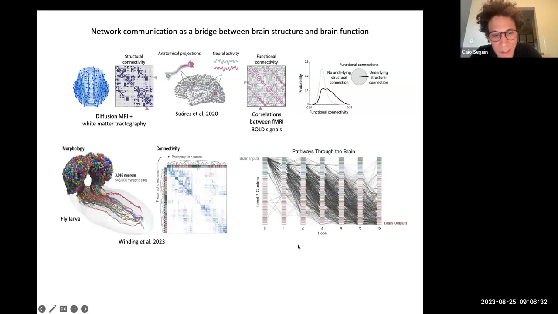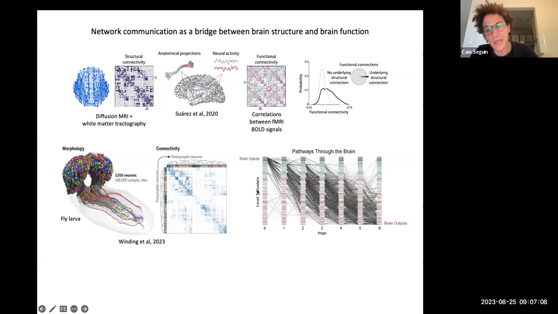And if we look at a completely different scale, this is the paper by Michael Winding that came out in Science a while ago. They've mapped the complete connectome for the fly larva. And this paper was beautiful. I loved this paper. So here is what it looks like. It's quite a weird thing if you are used to MRI in the human brain, but this is what the connectivity matrix looks like. And what they did is they used a cascade model to simulate communication on top of this matrix.